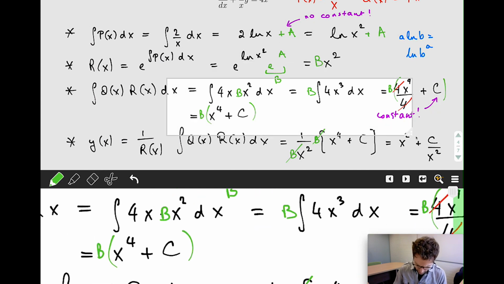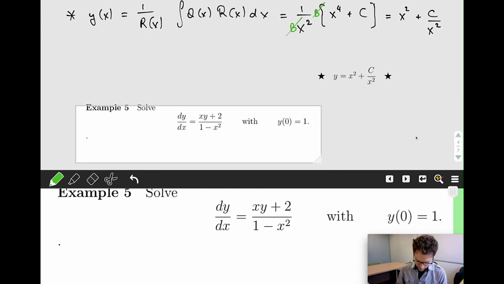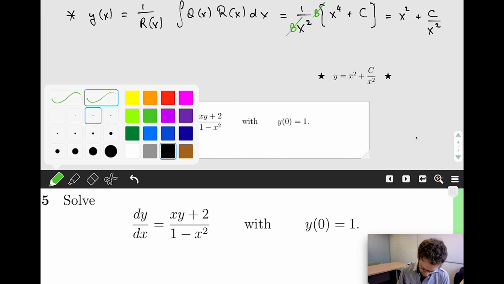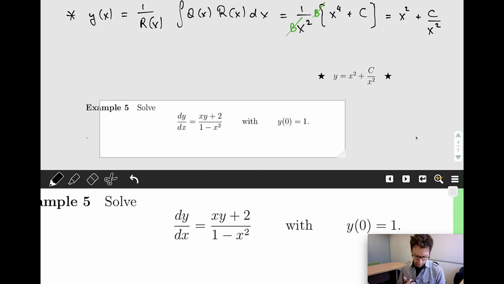So let's look at another example. Again, I'm going to leave out the constant of integration when I do the integral of p, but I'm going to keep it in when I do the integral of q. So this is the problem we're dealing with here. The dy/dx is equal to xy plus 2 over 1 minus x squared, and we're given some initial information that we'll hold on to and use at the end of the problem to fix the unknown constant.